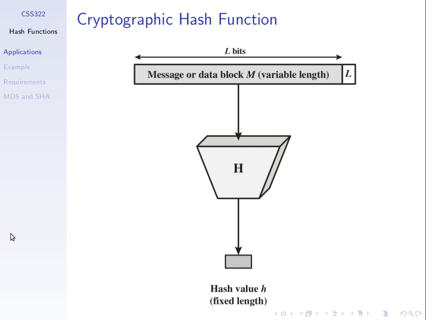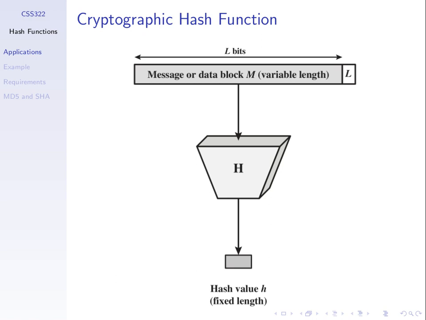This is a way to visualize what a hash function does. Hash function H takes some input, produces some output. The input is some message or some block of data, M. It may be variable length. Maybe it's 1,000 bits. The next time I apply that hash function, it's 10,000 bits. So I use the same hash function. I have different lengths input.